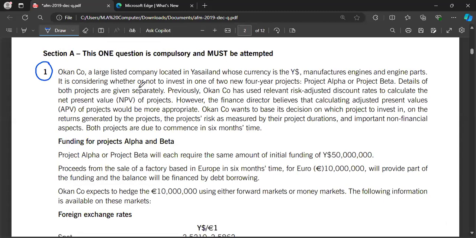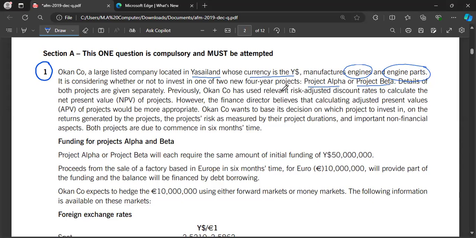Okan Company, a large listed company located in Y, whose currency is the YS, manufactures engines and engine parts. It is considering whether or not to invest in one of two new 4-year projects. One is project Alpha and the other is project Beta. Details of both projects are given separately.